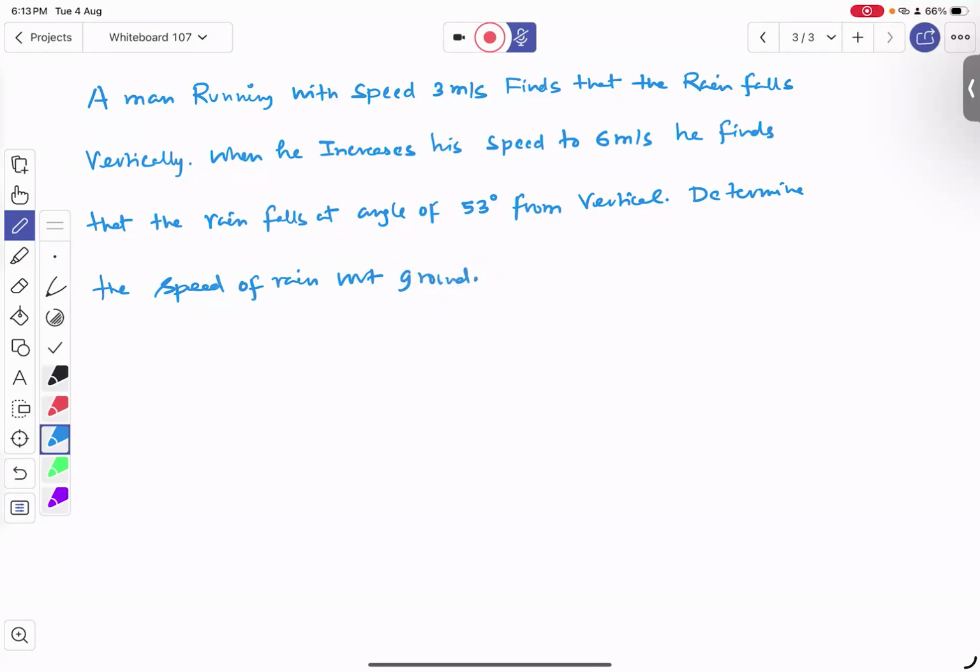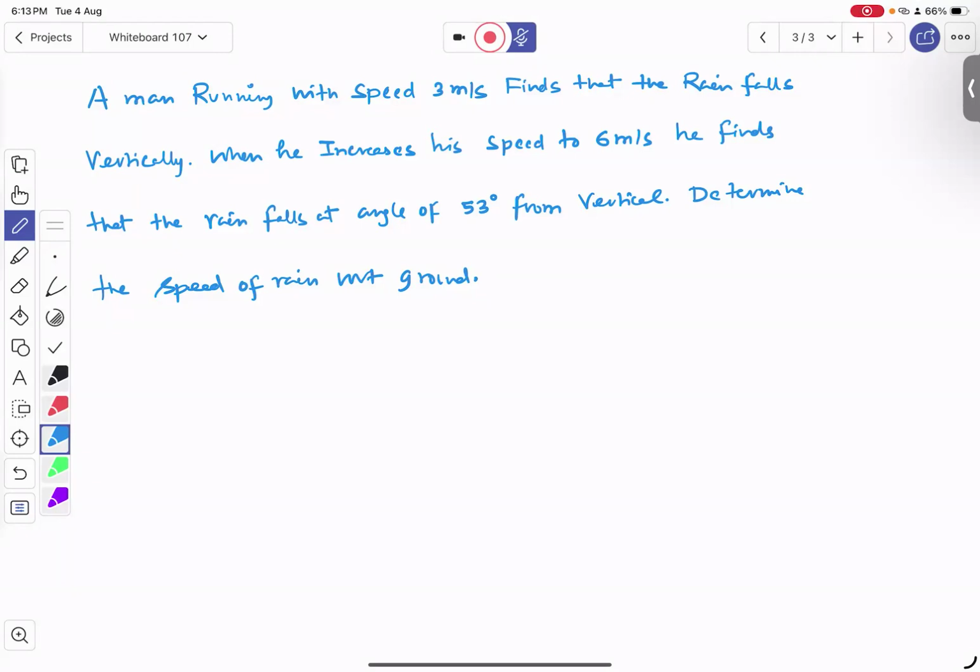So two questions we did just now, it is like two questions clubbed together. When the man runs with speed 3, he finds the rain falling vertically. But when he runs with speed 6, he finds the rain falling at an angle of 53 degrees from vertical. So determine the speed of the rain with respect to the man. Maybe try this question, both of you.